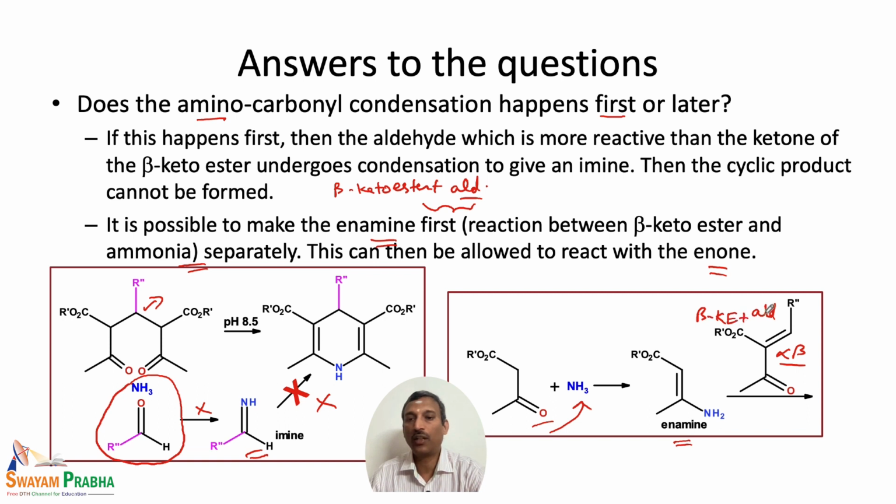So the beta keto ester and aldehyde condense to give the alpha beta unsaturated compound. So this is one. The second unit of the beta keto ester can be reacted with ammonia to give the corresponding enamine. So these two can be formed separately, and these two can be reacted together to give the final product. So in this particular case, what we can very clearly say is that the aldehyde reacting with ammonia is not the preferred reaction and it does not take place, but the beta keto ester can react with ammonia in the beginning, or this cyclization can also happen at a later stage.